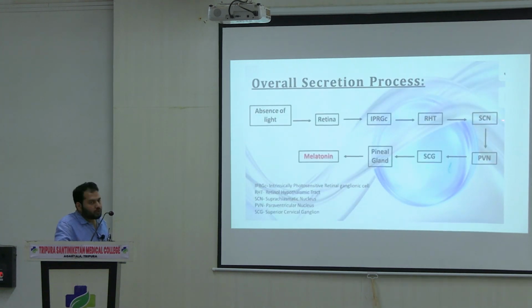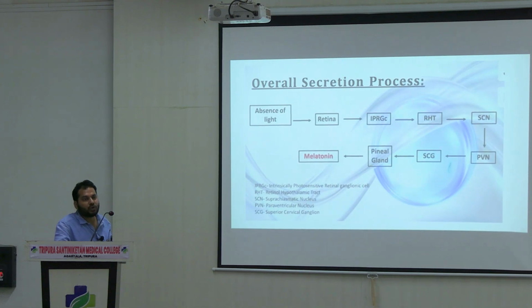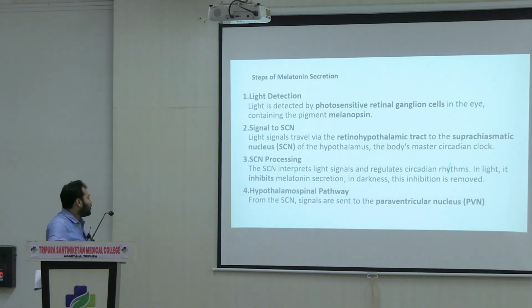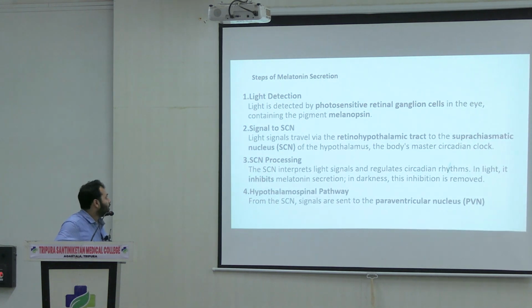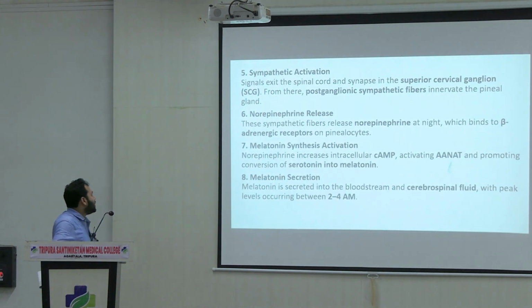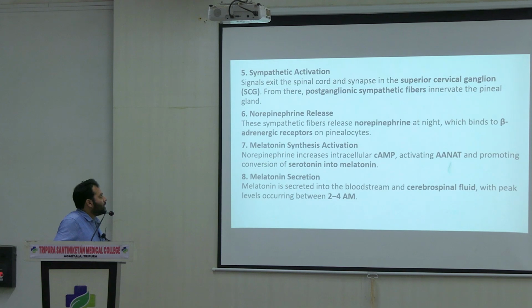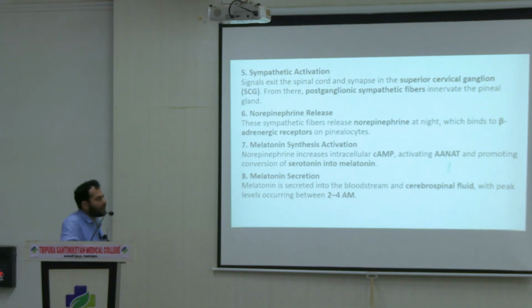So once it reaches the suprachiasmatic nuclei, based on the nature of the stimuli, it decides whether it releases the melatonin hormone or not. Now, from the suprachiasmatic nuclei, signals are sent to the paraventricular nucleus. That is also an active part of this secretion pathway, and those signals exit the spinal cord and form a synapse in the superior cervical ganglion. From there, postganglionic sympathetic fibers innervate the pineal gland.